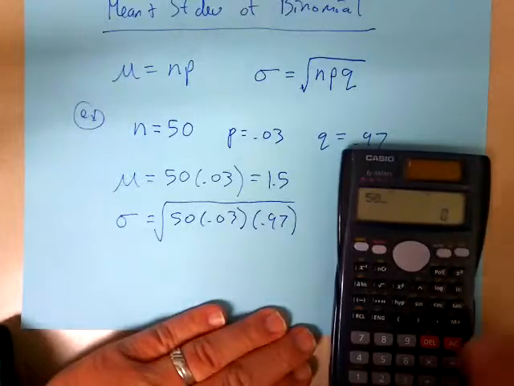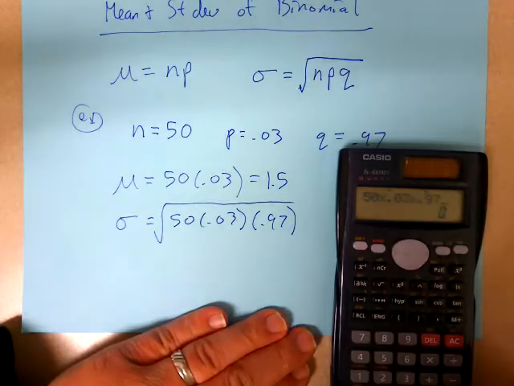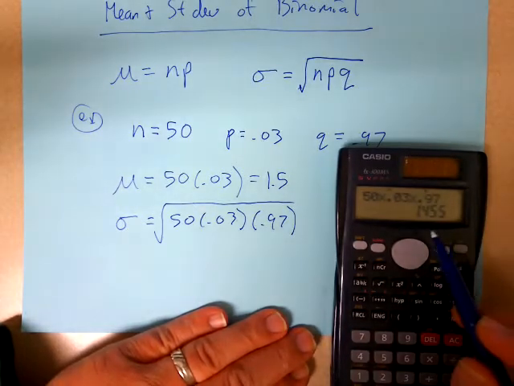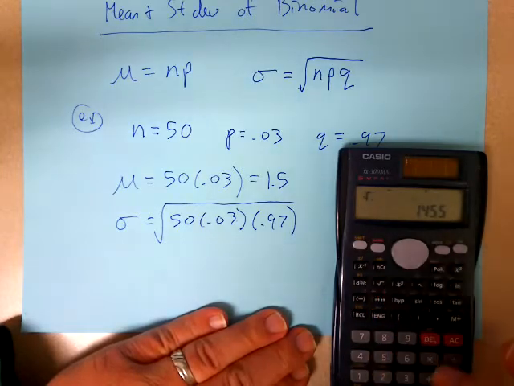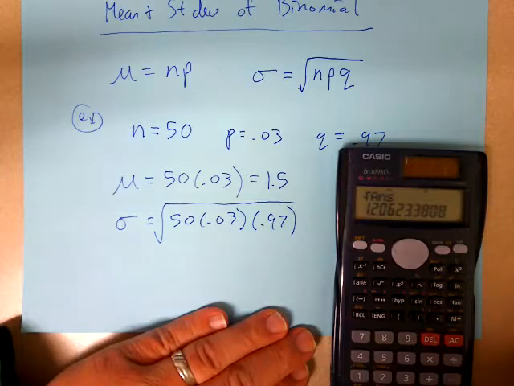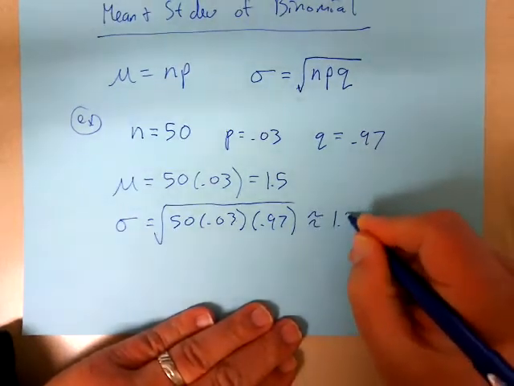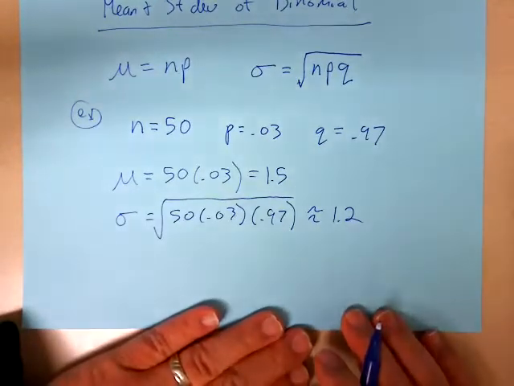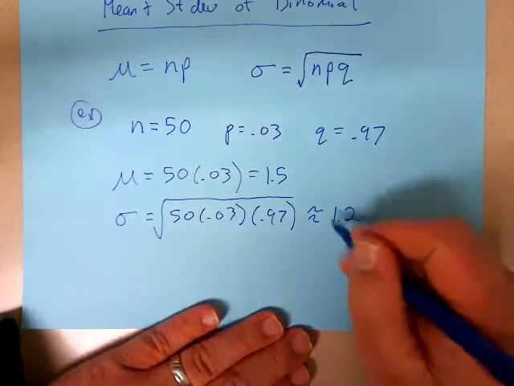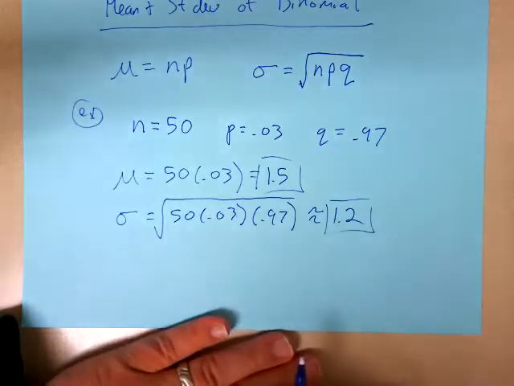So 50 times 0.03 times 0.97 equals, and that is the variance, 1.455. And then if I take the square root of the answer, I get the standard deviation, which is approximately 1.2. So on average, you'd expect 1.5 people to catch the disease with a standard deviation of 1.2. And yes, it's that easy.